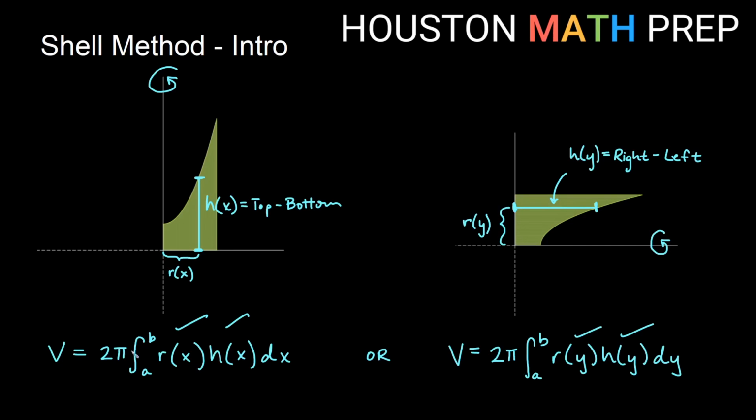You'll have to find your bounds, either x bounds or y bounds, depending on if you're integrating dx or dy. If you're integrating in terms of x, the radius and the height functions will need to also be in terms of x. If you're integrating dy, it will be functions of y for radius and height.